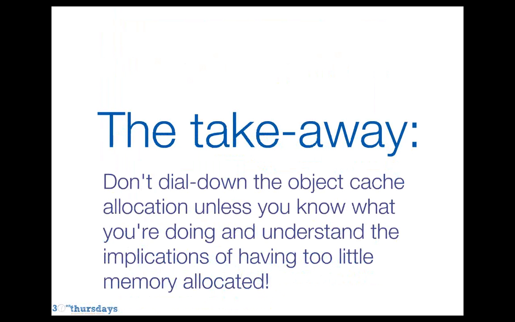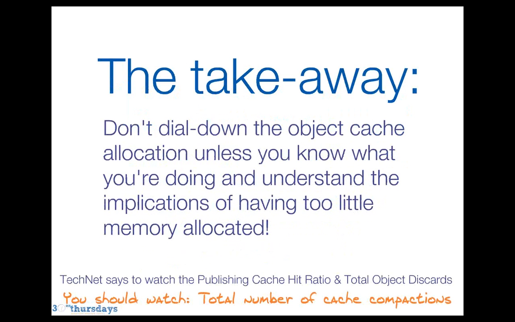Now, there are a couple of ways to keep an eye on what you are actually doing from a memory perspective. TechNet will tell you to watch the publishing cache hit ratio and total object discards performance counters. Those are good starting points, but the problem, particularly with the publishing cache hit ratio counter, is that it only resets when you reboot the server. So if you've had plenty of uptime and you make a change, you may not notice drastic changes in your new hit ratio, because previously you had a fantastic hit ratio, and that's diluting the effect.